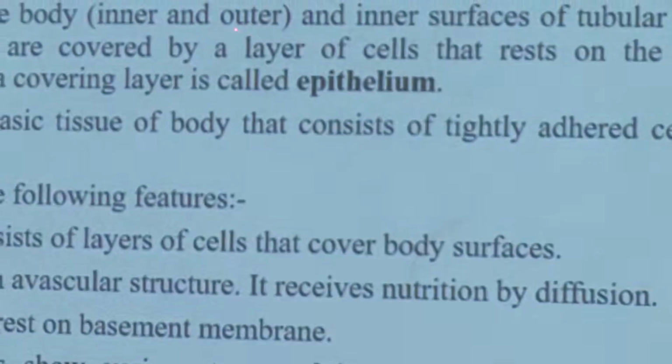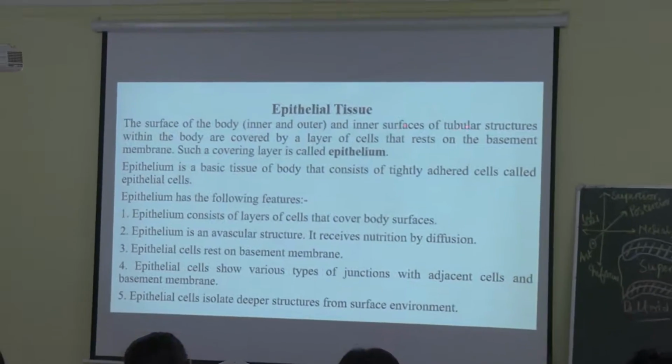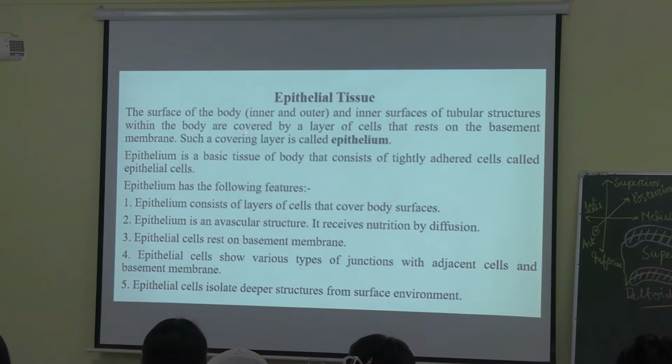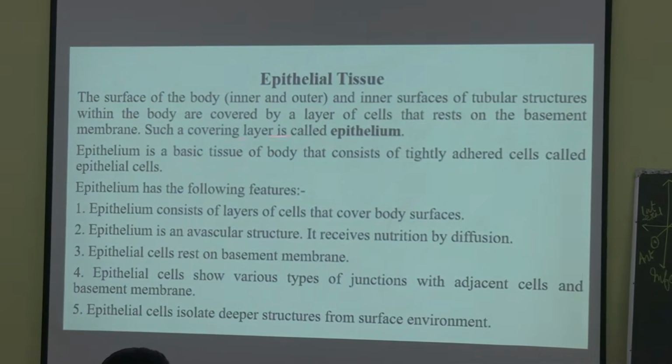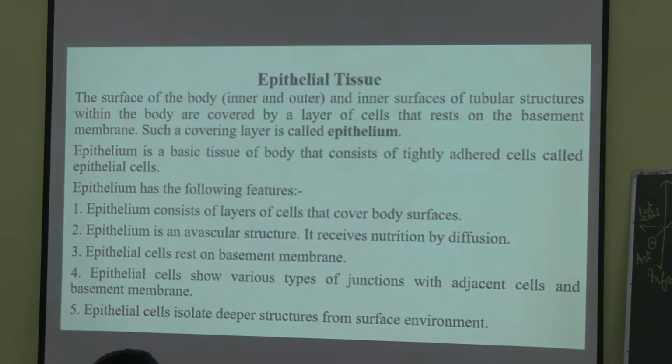So the cells which cover the external and internal surface of our body, the cells which cover the tubular structures of our body, and the cells which are resting on a basement membrane, those are called epithelial tissue. By definition, as you can see, it covers the surface of the body, both inner and outer. In the inner surface, it covers the tubular structures within the body, which are covered by a layer of cells, and these are resting on a basement membrane.